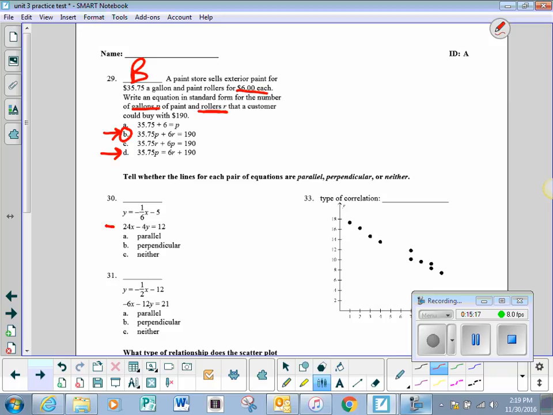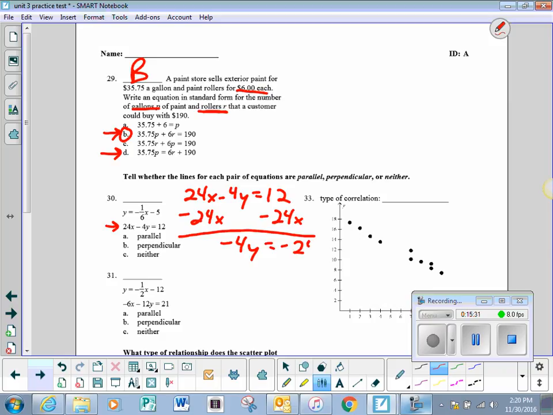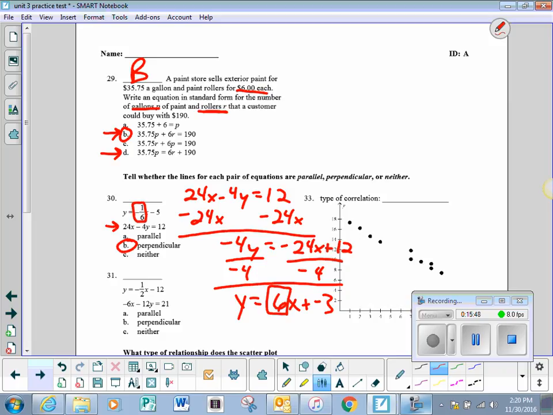Tell whether lines are parallel, perpendicular, or neither. I need to get y alone here so that I know. So 24x minus 4y equals 12. I'm going to subtract 24x from both sides. Negative 4y equals negative 24x plus 12. I'm going to divide both sides by negative 4. So I get y alone and figure out what my slope is. y equals 6x plus a negative 3. What's the relationship between 6 and negative 1/6? They're opposite reciprocals, so they're perpendicular.